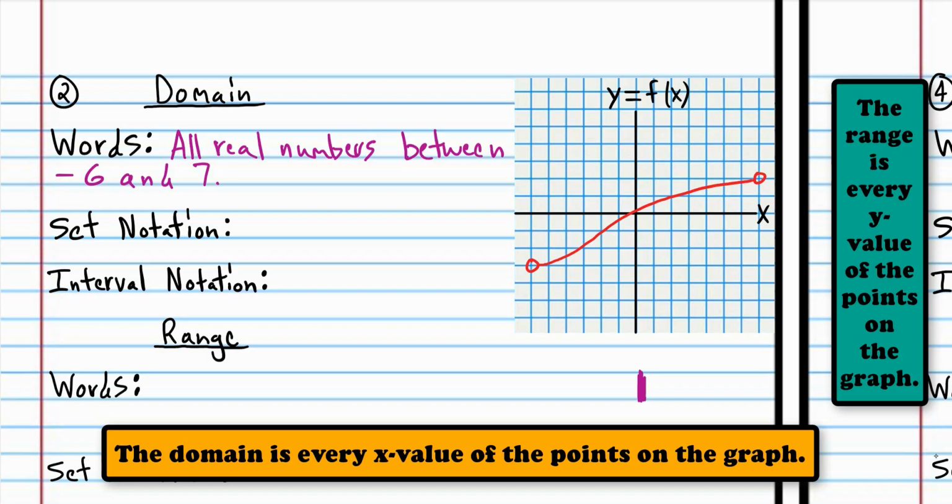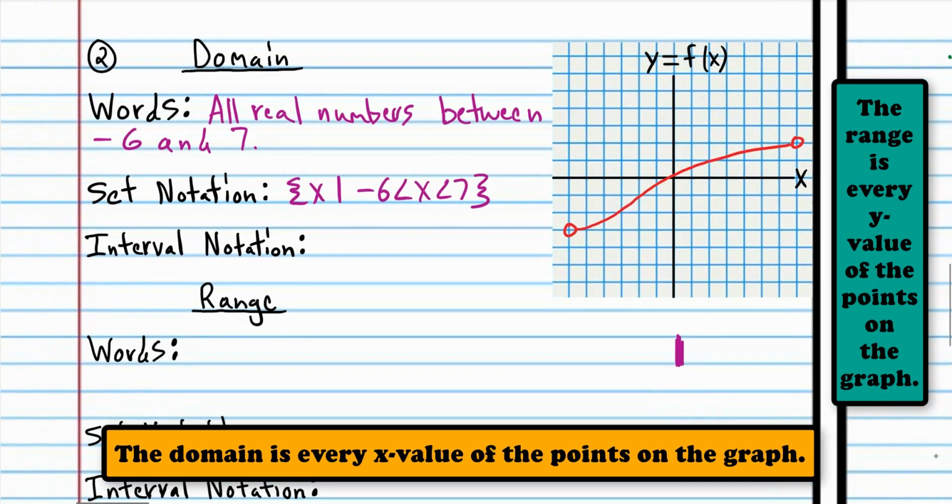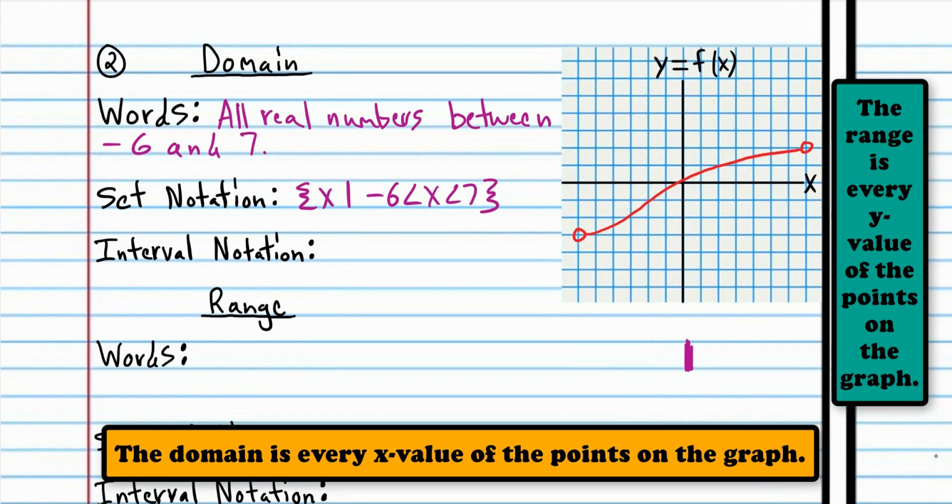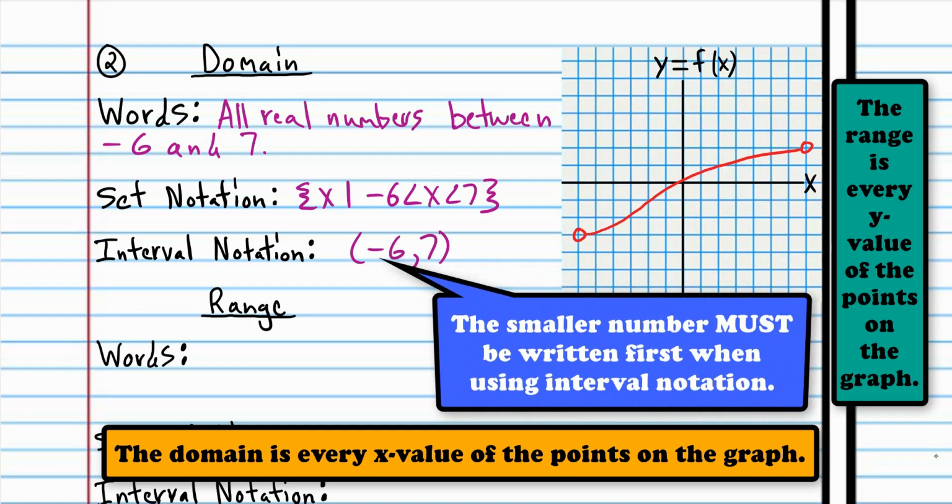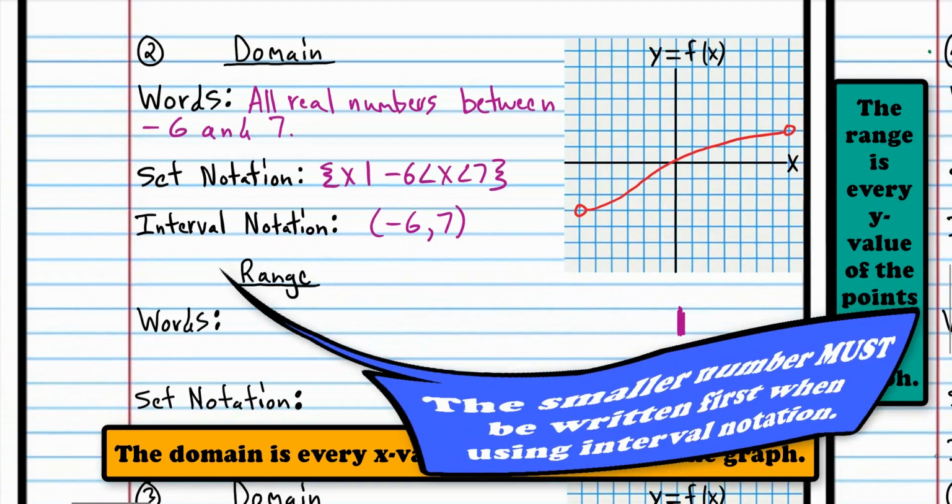So in set notation we can say the domain is the set of all x values such that x is between -6 and 7, and we don't use less than or equal to symbols. We just use less than symbols. In interval notation we use parentheses. Why do we use parentheses instead of brackets? Because -6 and 7 are not part of the domain. Only the numbers in between -6 and 7.